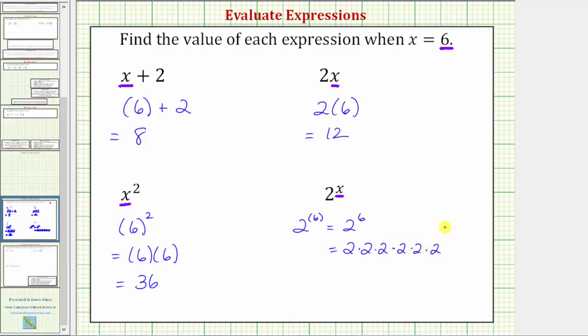times 2 times 2. And now to find this product, we could multiply from left to right, but it might be faster to recognize that 2 times 2 times 2 is equal to 8. So we have an 8 here, as well as an 8 here. And therefore, 2 to the 6 is equal to 8 times 8, which equals 64.